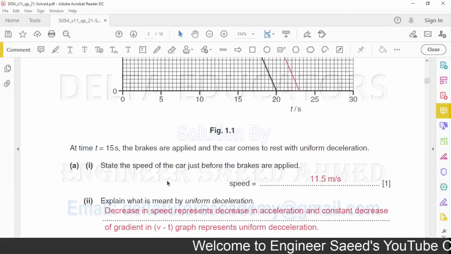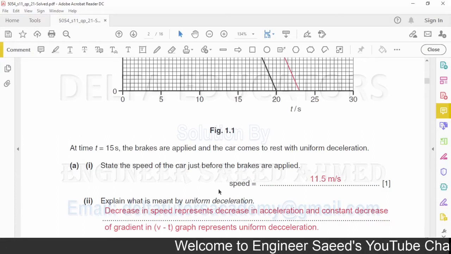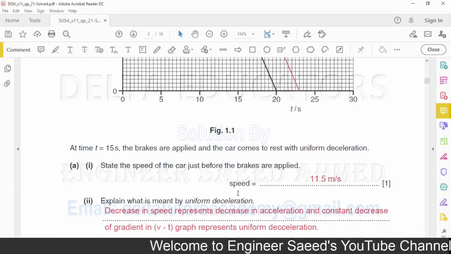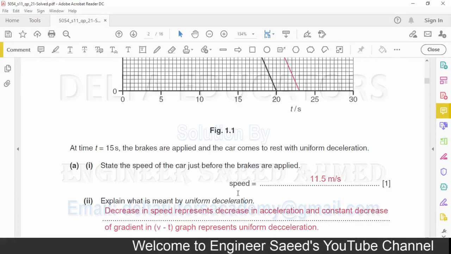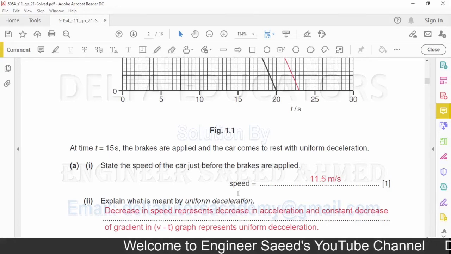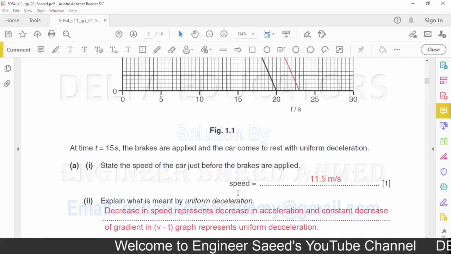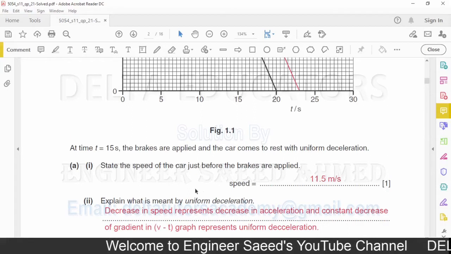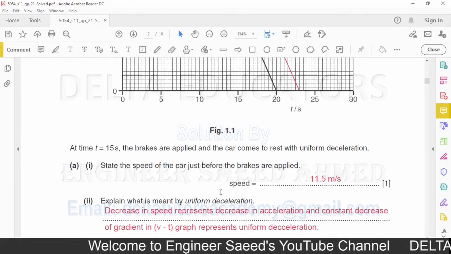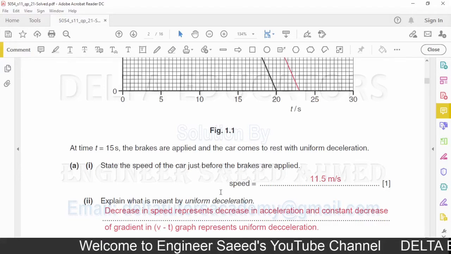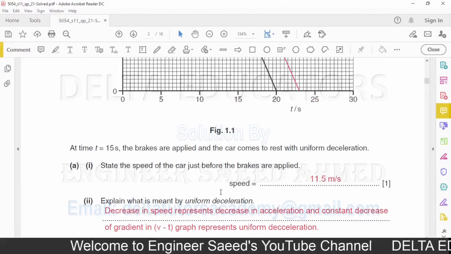Next part, explain what is meant by uniform deceleration. What is meant by deceleration? Deceleration means if the speed is decreasing, or we can say if the gradient between the speed and the time is decreasing, then it is called deceleration. What is meant by uniform deceleration? Uniform deceleration means when the gradient is decreasing at a constant rate.